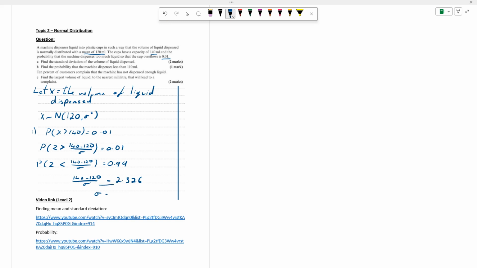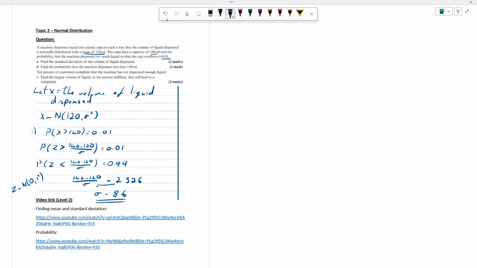Now I am just going to solve this for sigma. I'm just going to swap these two things over, and I type it in my calculator and I get 8.6 to 1 decimal place. So the key fact is that Z is normally distributed with mean 0 and variance 1 squared, and I used my area with the inverse normal function. So now I can answer the rest of the question.